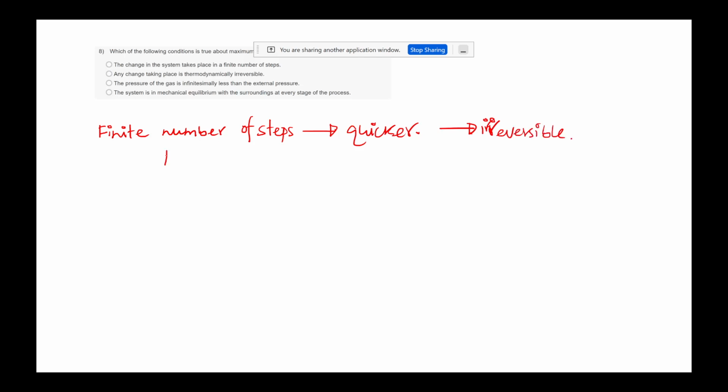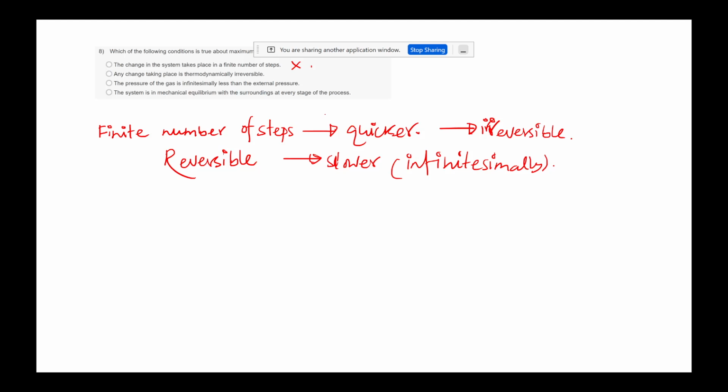Whereas in a reversible process we know it will be infinitesimally slower, so that it can be in equilibrium with the surroundings at each step. So this statement is incorrect. Any change taking place is thermodynamically irreversible. So from that also we can see these things.